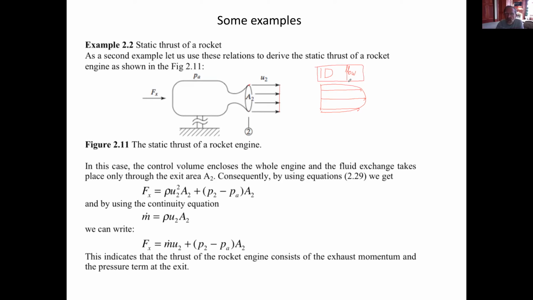So 1D flow means that I'm replacing the velocity profile by a one-dimensional velocity which has the equal mass flow rate of the actual, more complex profile. To repeat, it's the same velocity everywhere. That's what we call one-dimensional flow.